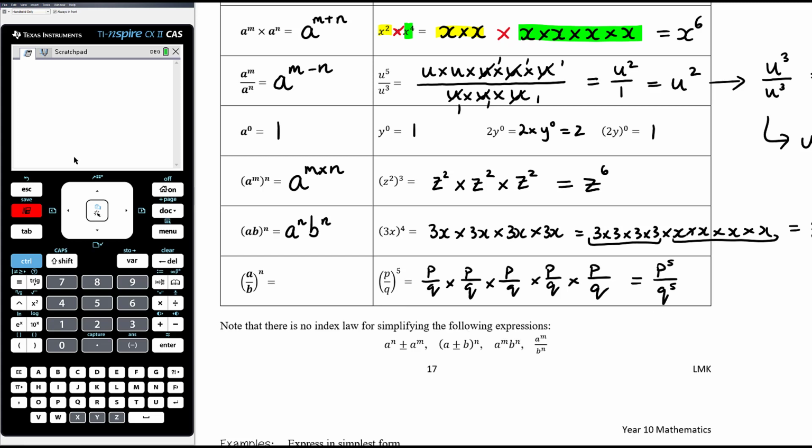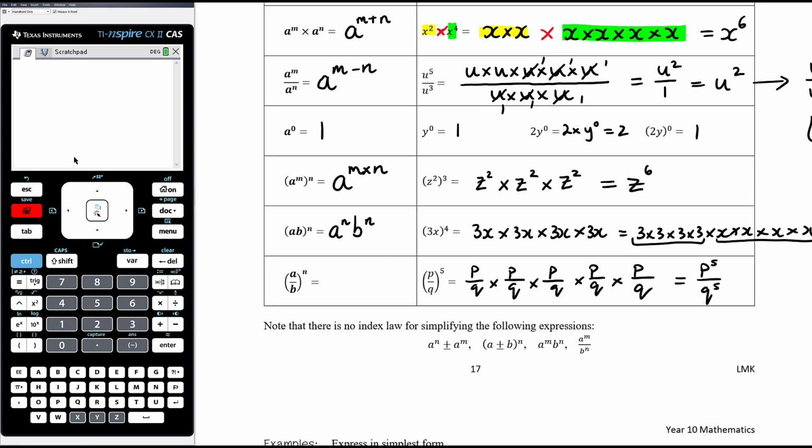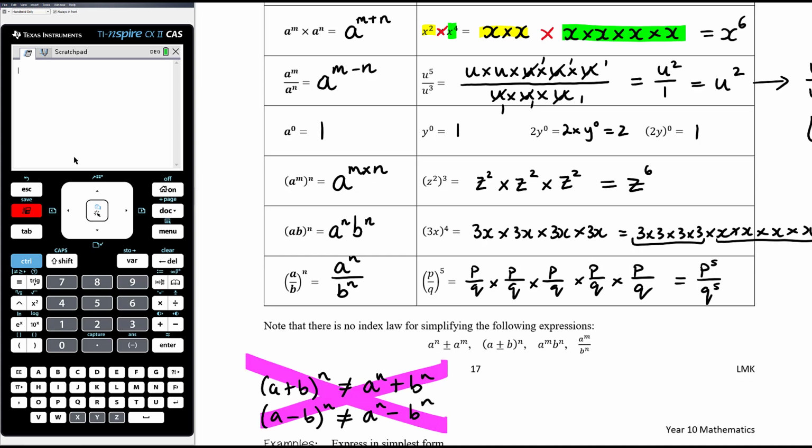So if it's multiplication or division in the brackets, then we can essentially just expand out the brackets, if you like, by applying the power to everything in the brackets. However, if it is addition or subtraction, a plus b to the power of n does not equal a to the power of n plus b to the power of n. Similarly, a minus b to the power of n does not equal a to the power of n minus b to the power of n. These are common issues that students have.